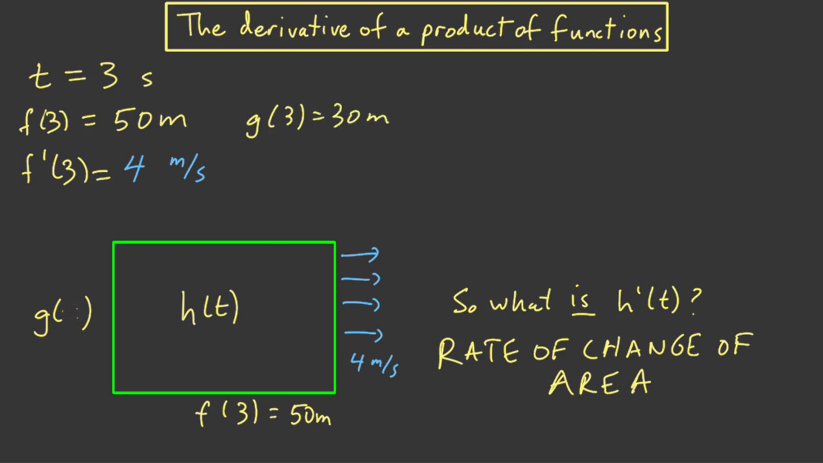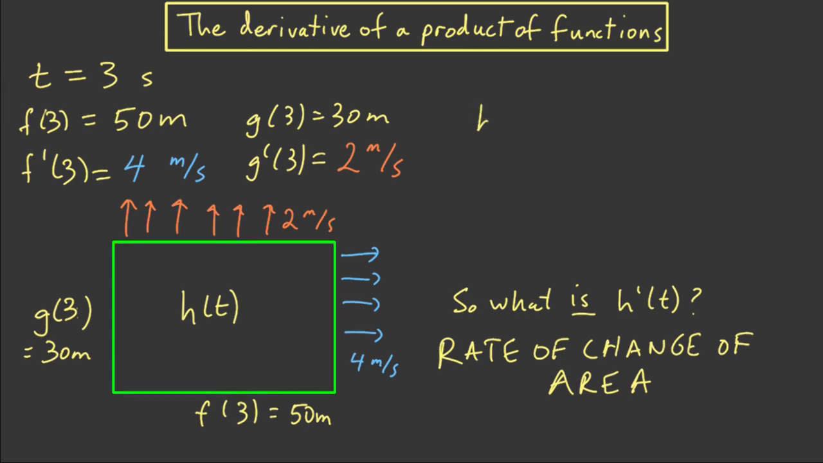So that's the height of this rectangle at time t equals 3. And then there's a g prime as well. So maybe g prime of 3 is 2 meters per second. So that's the rate of change of the height, which we can think of as maybe this top edge of the rectangle is moving up at this rate of 2 meters per second. What we're trying to figure out is h prime of 3, which is the rate of change of area.